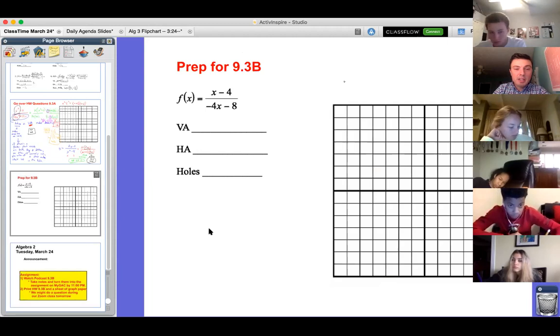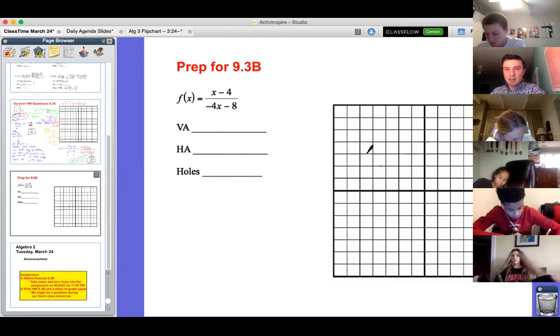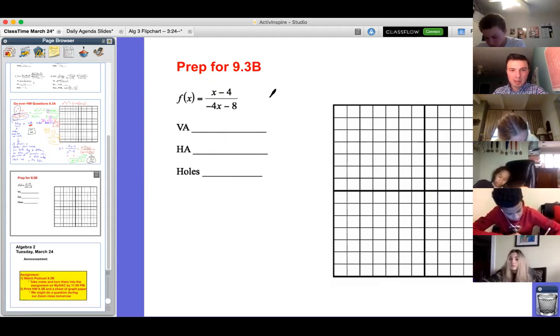All right, so we want to find, when we are graphing, we're going to graph this. This is what we're going to do. We want to be able to list the vertical asymptote, the horizontal asymptote, and the holes to be able to graph this function. So first of all, we got to find our vertical asymptote.